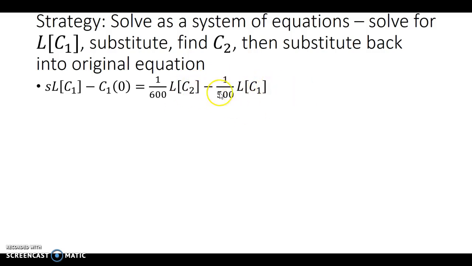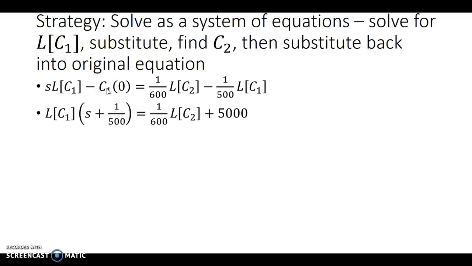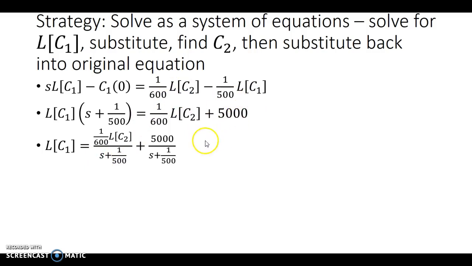Now you notice that we have two dependent variables here. C2 and C1 are both functions of time, and therefore there's nothing you can do further beyond just calling it Laplace of C2 and Laplace of C1. So we're going to isolate Laplace of C1 like we normally would, except we're going to avoid the inversion step. C1(0) is 5,000, so we add that to this side, and then we have our C2 over here. So Laplace of C1 equals this term divided by s plus 1/500, this term divided by s plus 1/500.